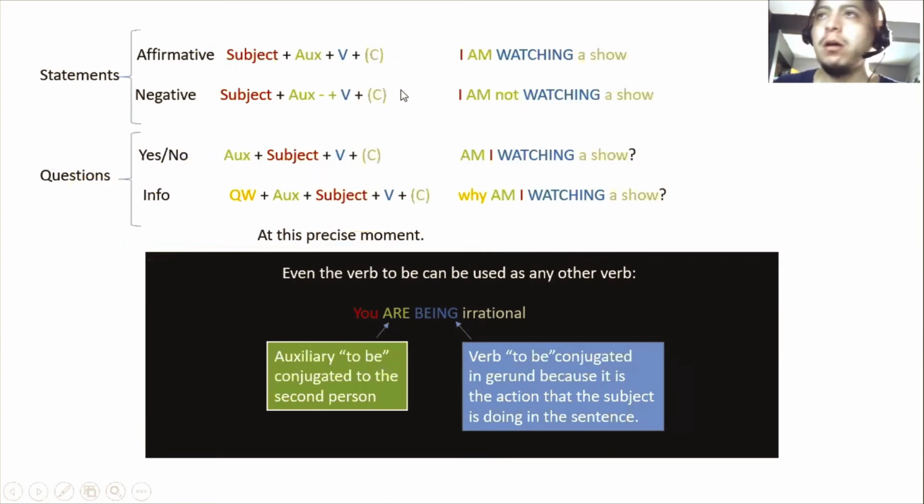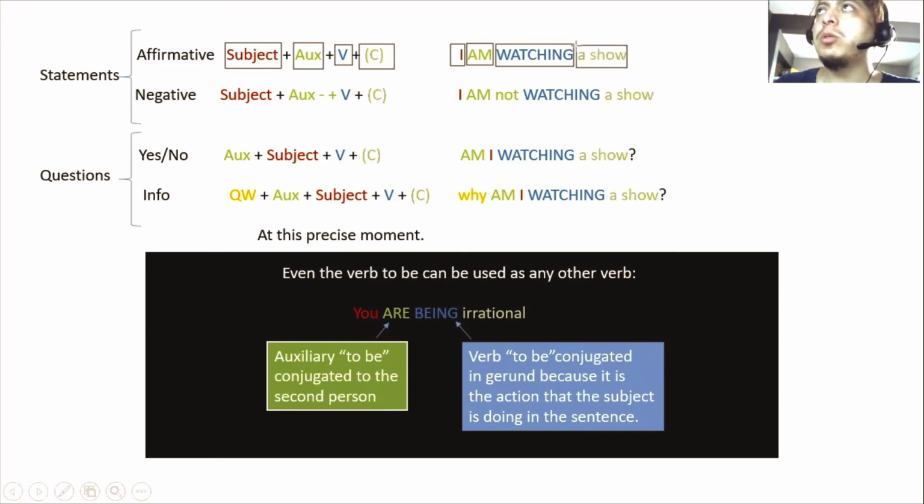And then we have other examples. Affirmative statements. In affirmative statements, you have subject, auxiliary, verb, and complement. In the present continuous, the auxiliary is the verb to be. Because the subject is I, the auxiliary is am in the present, the verb is always with ing, and the complement is optional. I am watching a show. What does this mean? It means right now, in this moment, I am in the middle of this action, okay?